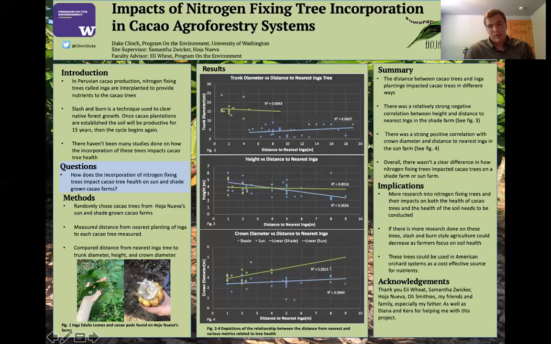If there's more research done and we get a better understanding of these trees, slash and burn style agriculture could decrease as farmers focus more on soil health. These trees could also be used in American orchard systems as a cost-effective alternative source for nutrients.